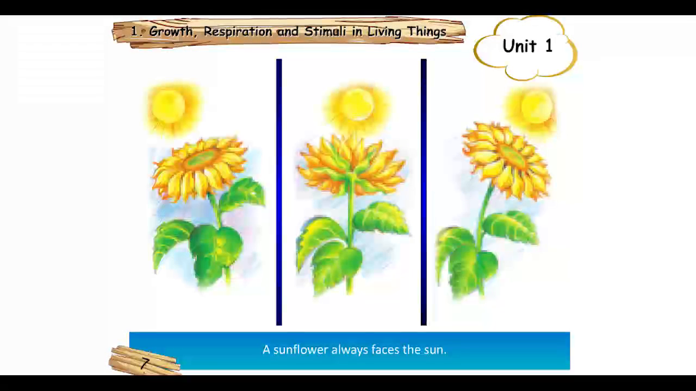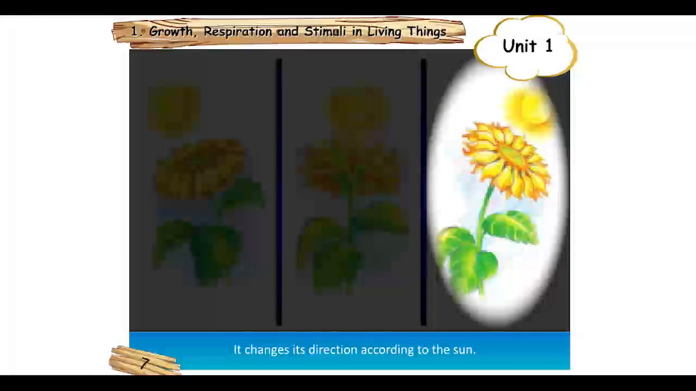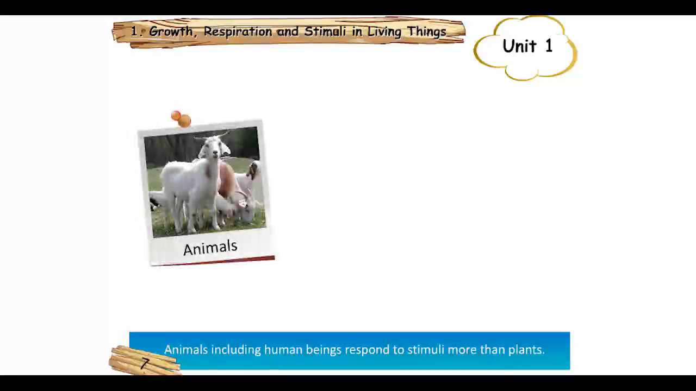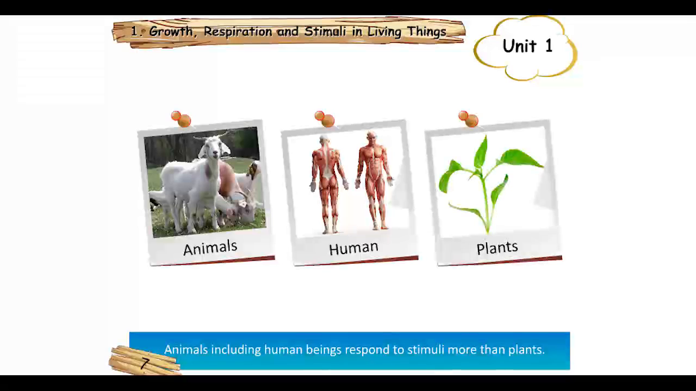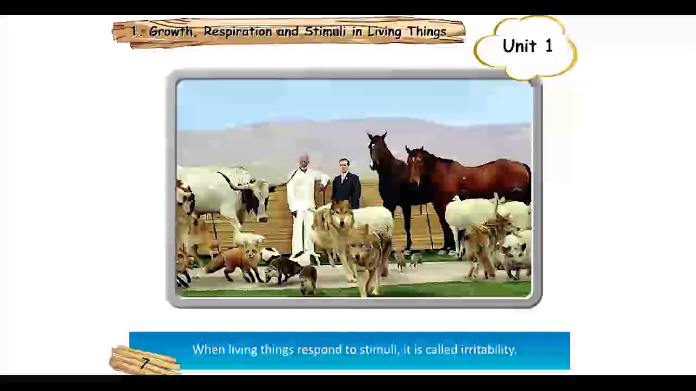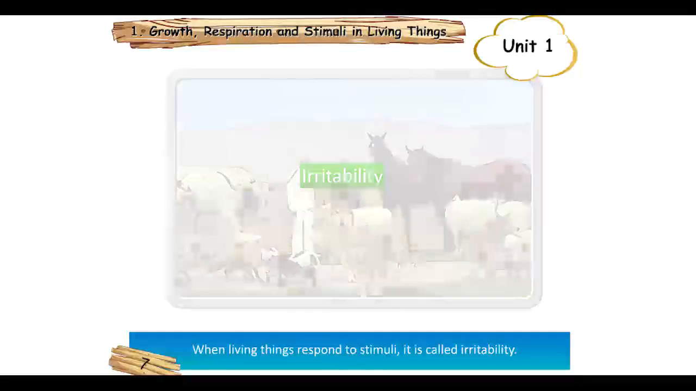A sunflower always faces the sun. It changes its direction according to the sun. Here, the movement is a response to the stimulus, sunlight. Animals, including human beings, respond to stimuli more than plants. When living things respond to stimuli, it is called irritability.